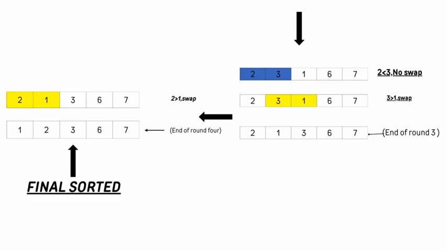Now we move on to round 4. In round 4 there is only one step, and that step is comparison between the first element of the array and the second element of the array. 2 and 1 are compared. Since 2 is greater than 1, their positions are interchanged and they are swapped. With that, we have completely arranged the entire array in ascending order.